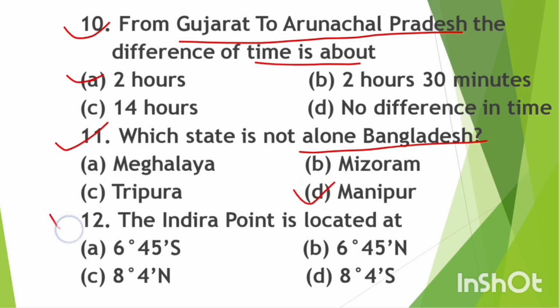Next question, question number 12. The Indira Point is located at. Option number A, 6 degree 45 minutes south. Option number B, 6 degree 45 minutes north. Option number C, 8 degree 44 minutes north. And option number D, 8 degree 4 minutes south. So answer for this question, option number B, 6 degree 45 minutes north.